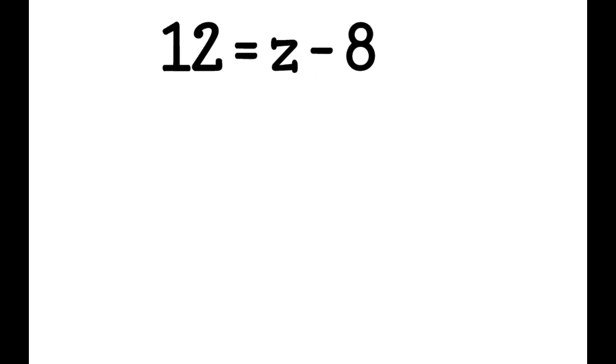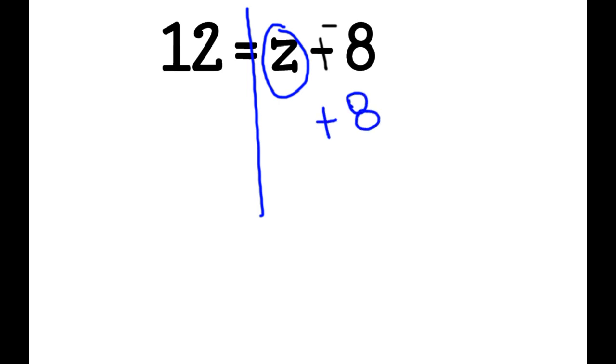12 equals z minus 8. So I'm going to add the opposite and have 12 equals z plus negative 8. Then I'm going to draw my line, circle my variable, and the thing that's stopping z, or my variable, from being by itself is negative 8. So I add a positive 8, and what you do to one side, you must do to the other.